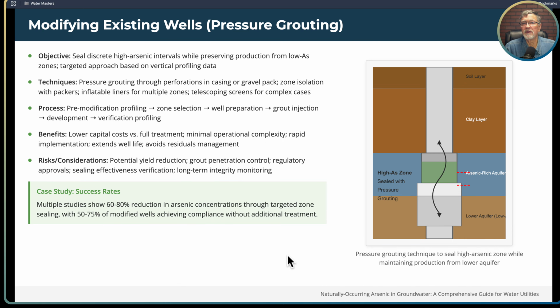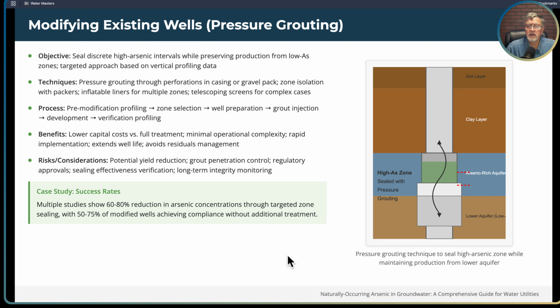All right, modifying existing wells. We can go in and do this. It's a little more expensive, a little more complex than designing a well right in the first place. But sometimes due to varying conditions or changing aquifer conditions or pumping rates in an aquifer or a basin can bring arsenic levels up over time, and so you may be getting arsenic where you haven't before.